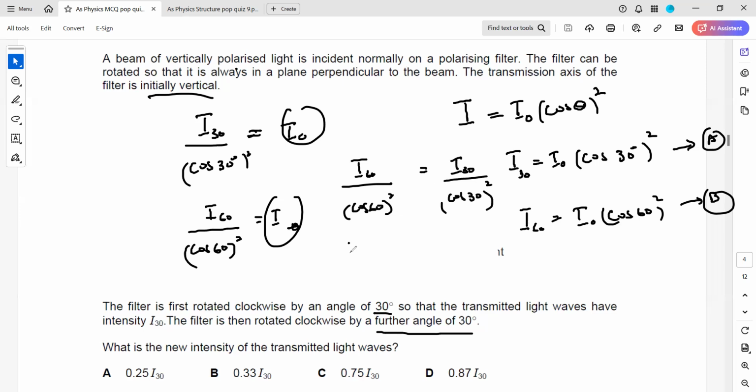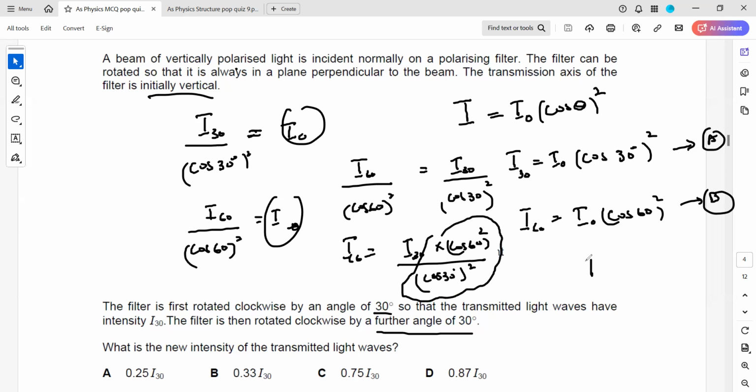So when we simplify this, I60 will be equal to I30 times cosine 60 whole square divided by cosine 30 whole square. So what's the answer? When you simplify this factor, I60, the intensity of the light when the angle is 60, will be equal to cosine 60 whole square divided by cosine 30 whole square.